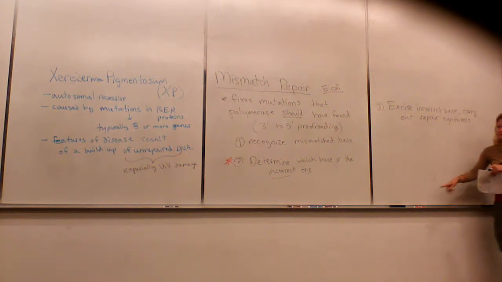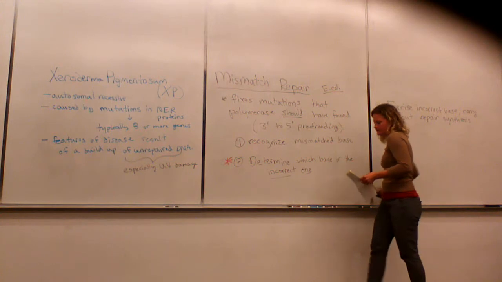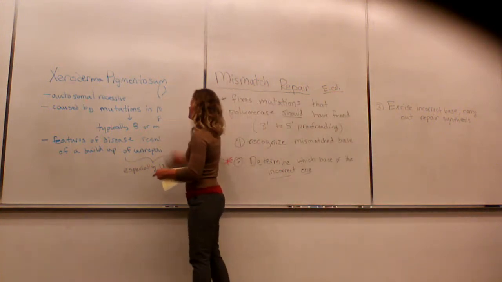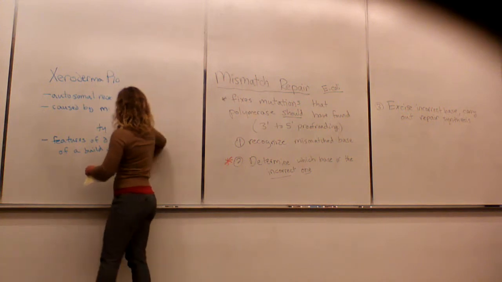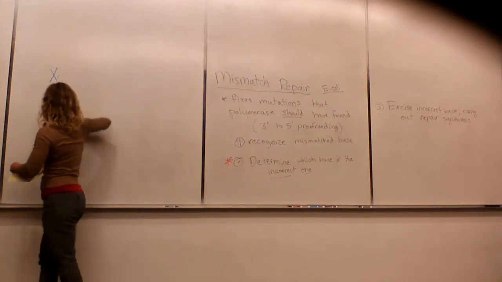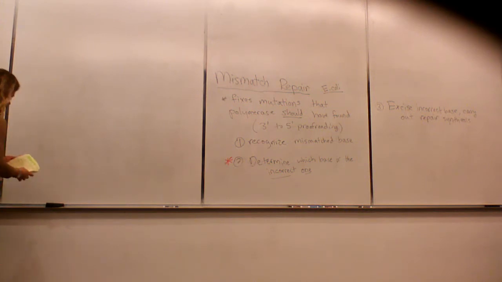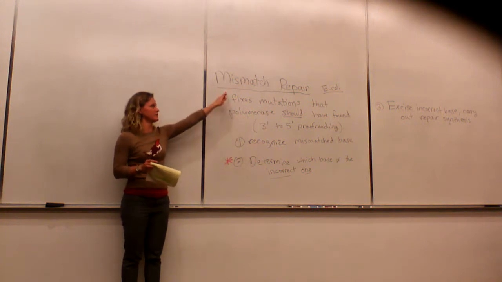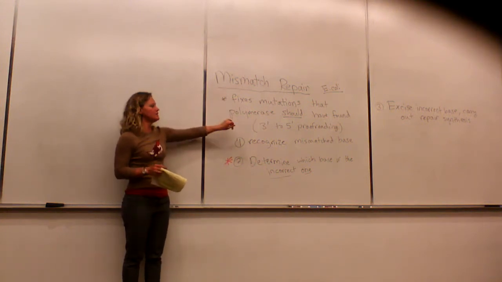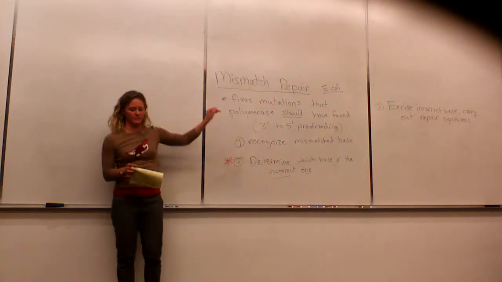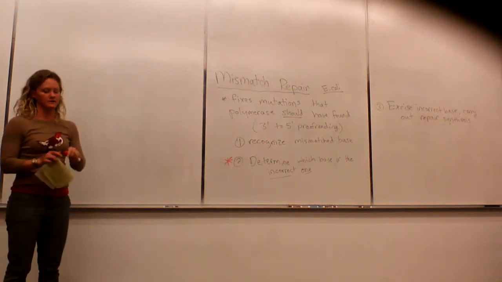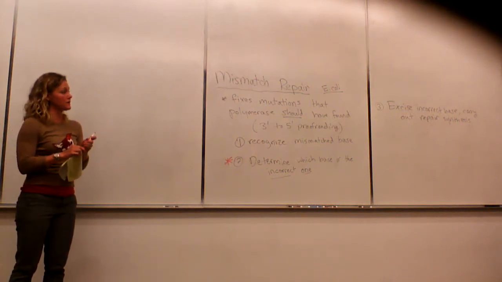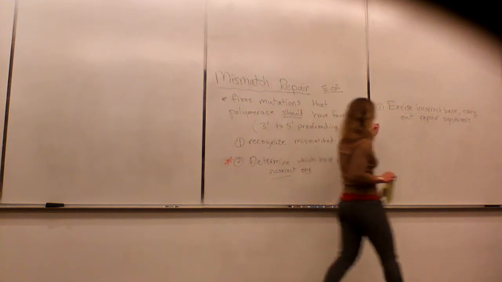So for this number 2 point, how does it know which is the correct base? So it turns out that mismatch repair, again, we're kind of thinking about polymerase's job and how it failed, and so now we have to have mismatch repair come in and do its job for it. So polymerase is acting at replication. So this is during S phase of the cell cycle, right? So these kinds of errors, these are replication errors, right?